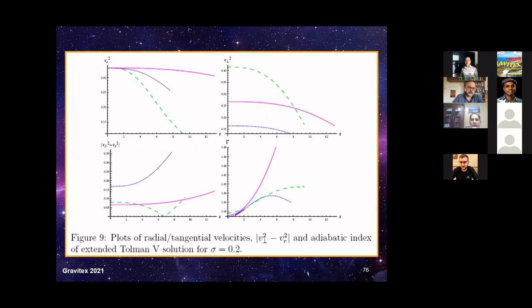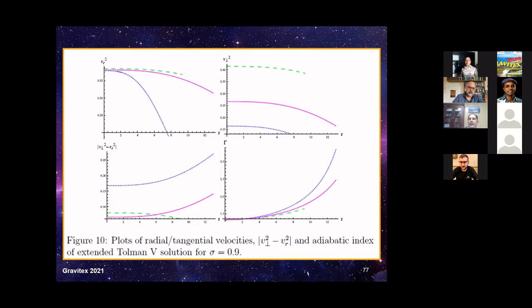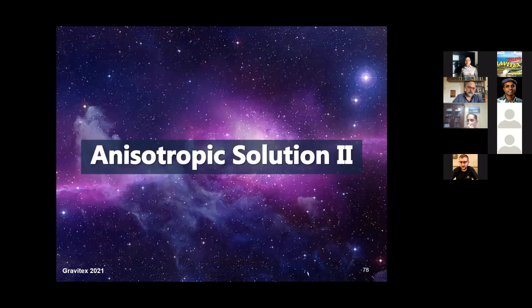And finally, we check the stability of this solution. We can see that the graphs indicate that this absolute value lies between 0 and 1 in this graph. And this is the graph of the adiabatic index, which indicates that its value is in the required limit. This is the graphical view for sigma equal to 0.9. So we can say that solution 1 is physically viable as well as stable.